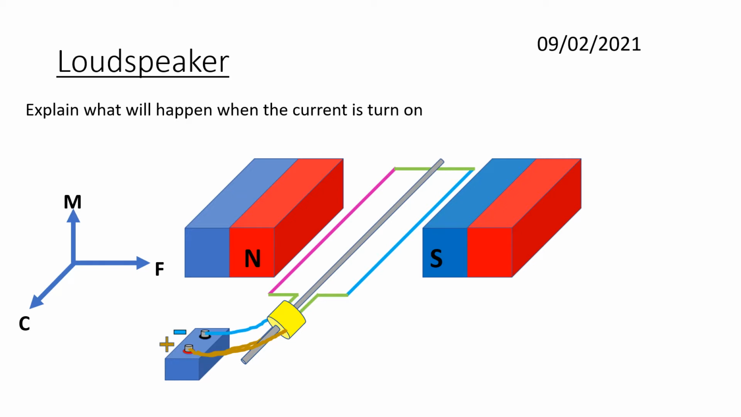What you should refer to is the motor effect. You should refer to Fleming's left-hand rule. You should talk about the direction of magnetic field lines from north to south, and you should talk about the flow of current from positive to negative.